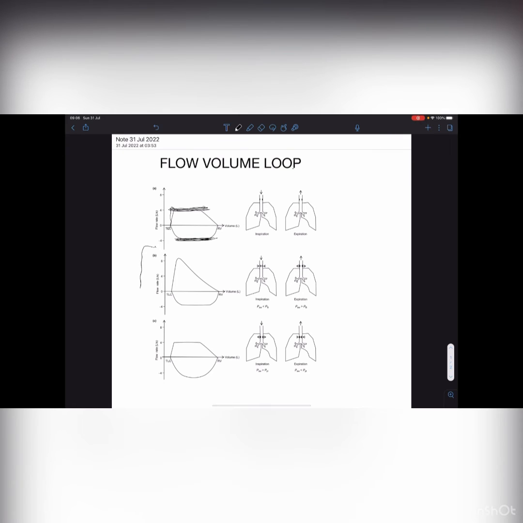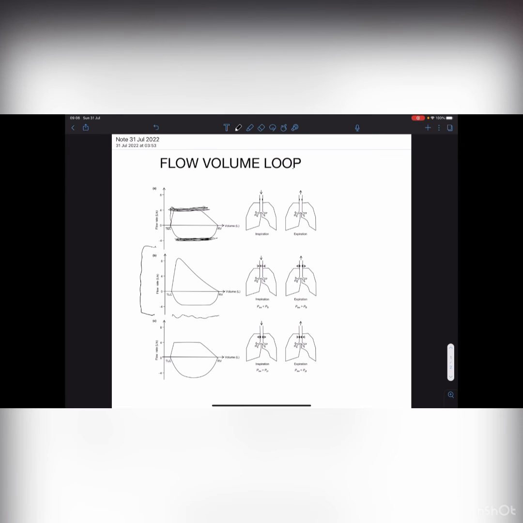Now, this is the example of variable extrathoracic airway obstruction. Here we have two words. Number one is extrathoracic. That means the airway obstruction is above the level of the sixth tracheal ring, and variable means that the obstruction is freely movable during the respiratory cycle.